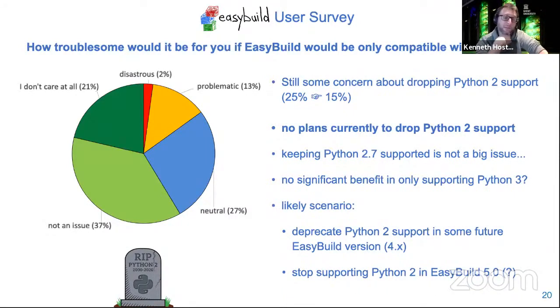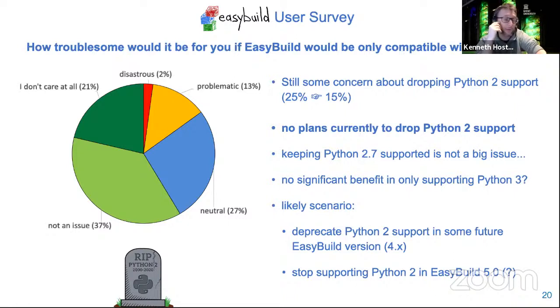We currently still don't have any serious plans to drop Python 2 support, so supporting 2.7 is not a big issue. In addition, there's probably not a big benefit in only supporting Python 3. In terms of code base, I don't think there's a whole lot of changes we would make if we only had to support Python 3. So there's very little incentive from our side to go Python 3 only.